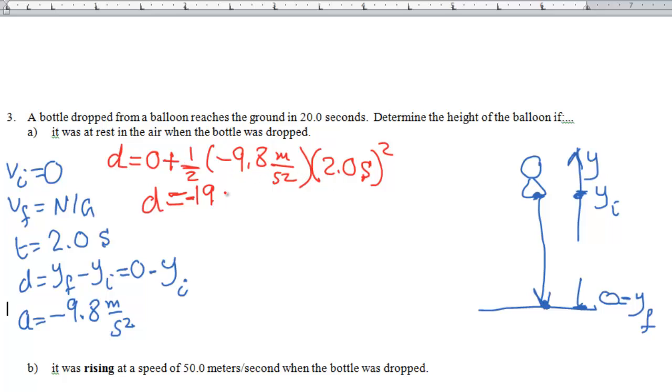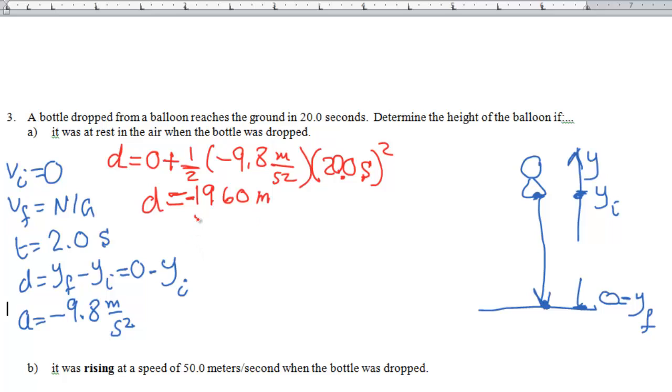This is 1960 meters. And by the way, I'm sorry, here this is 20.0. Okay, so 20 squared will give you 400. 400 times negative 4.9 will yield negative 1960 meters.